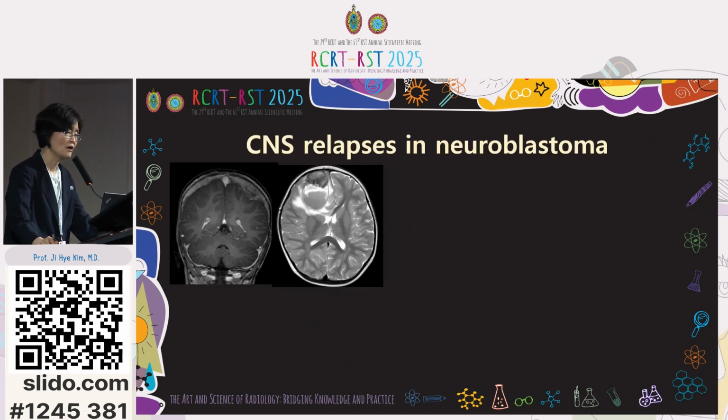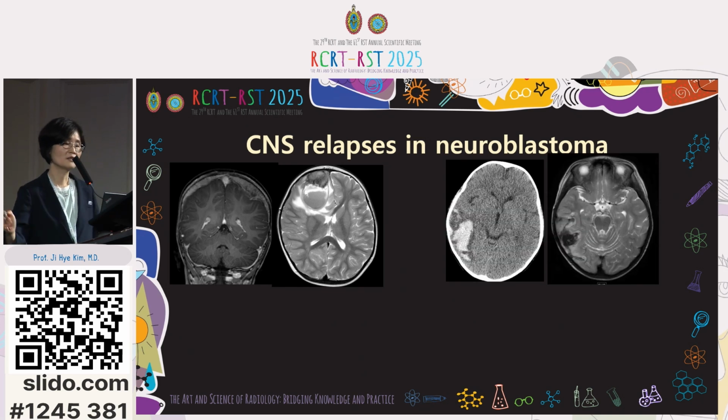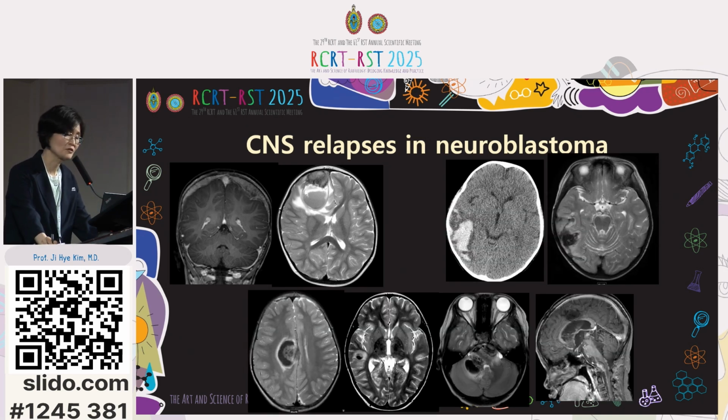So, this is a CNS relapse of neuroblastoma in a patient who initially had a dural metastasis, and the follow-up image abruptly shows a hemorrhagic mass here. Another patient shows a hemorrhagic mass. Another patient also shows multiple hemorrhagic masses. So if we see any hemorrhage in the brain of patients treated for neuroblastoma, we should consider CNS relapse.